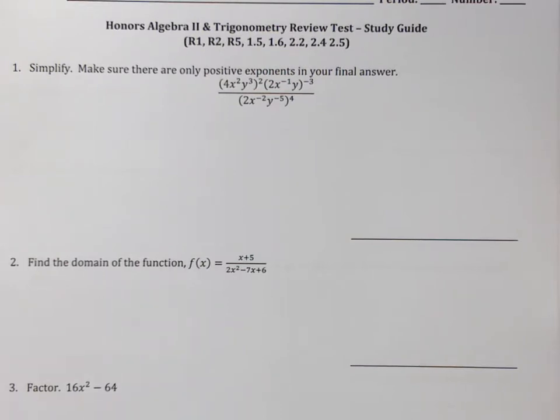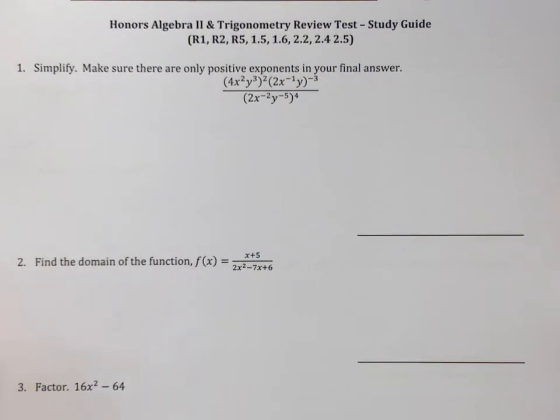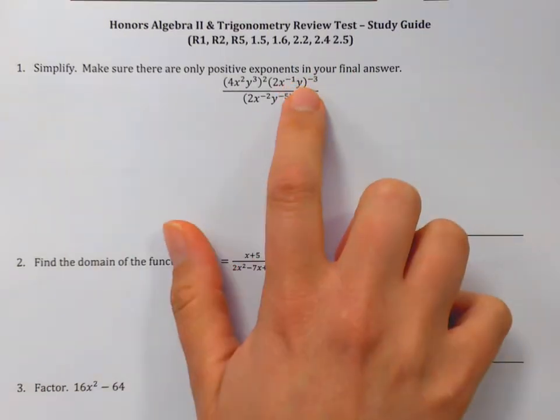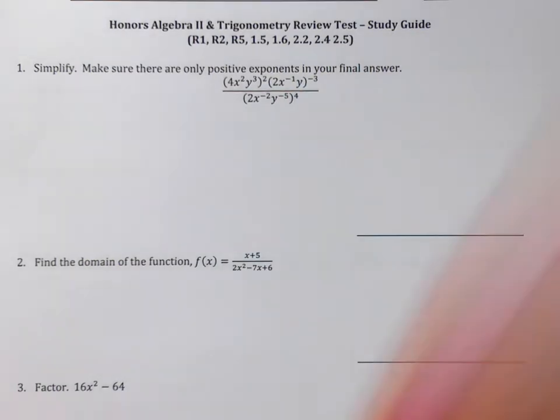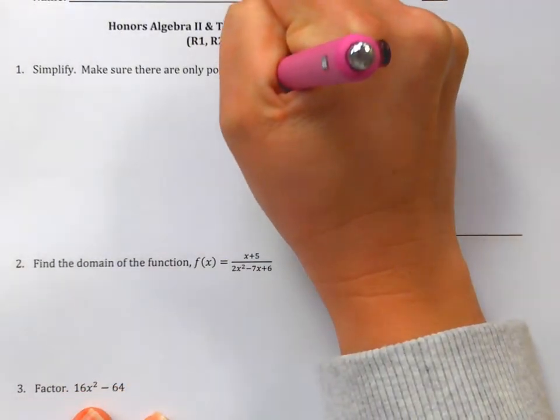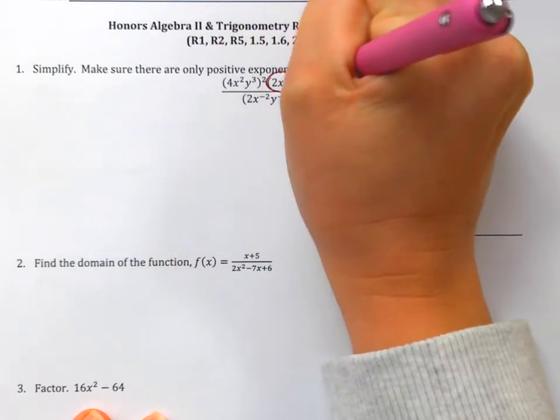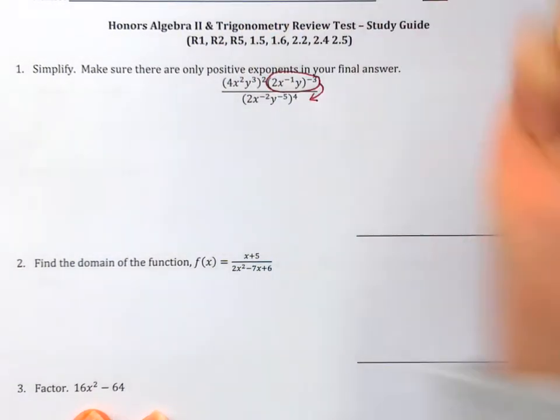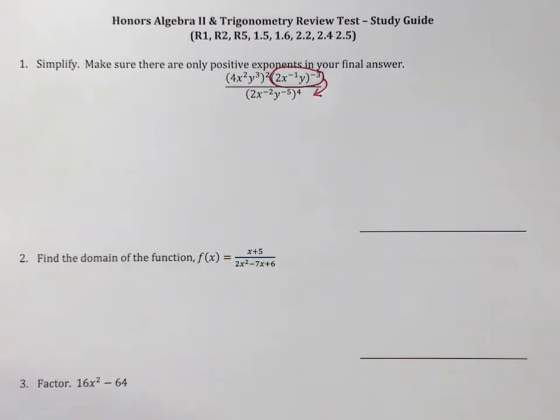Okay, let's start with number 1. So we are going to simplify, which just means combine everything that we need to combine, make everything positive, and that's that. So the first thing I do is look at my outside exponents. I have a -3. So the first thing I want to do is make that positive by moving it. To make it positive, we're going to move it to the bottom. So I'm just going to rewrite it over here.